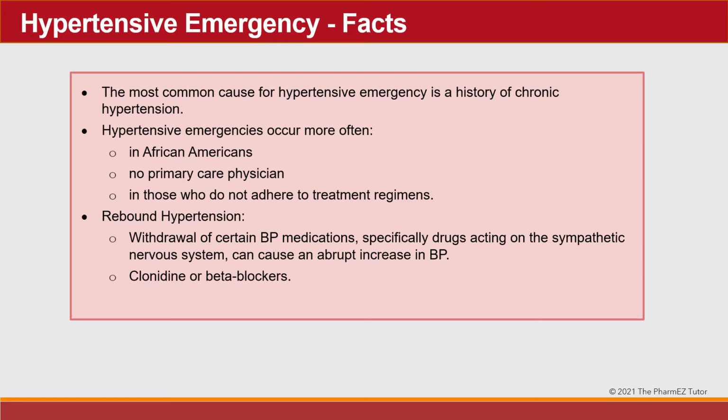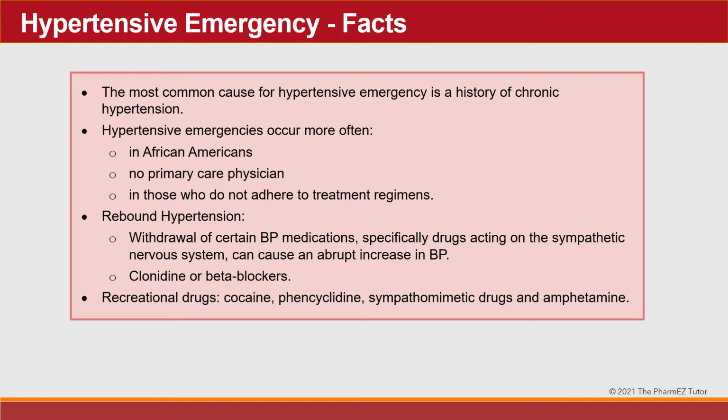Withdrawal of certain blood pressure medications, specifically drugs acting on the sympathetic nervous system, can cause an abrupt increase in blood pressure, which is referred to as rebound hypertension. The abrupt cessation of high doses of clonidine or beta blockers can induce rebound hypertension. Hypertensive crisis can occur as a consequence of illicit drug use, such as cocaine, phencyclidine, sympathomimetic drugs, and amphetamine.